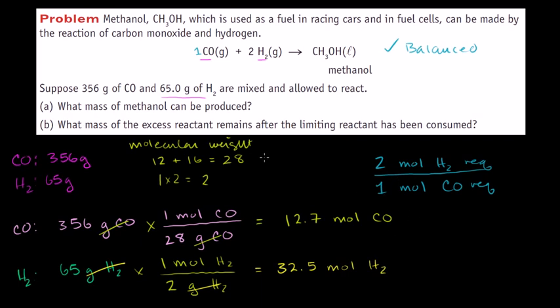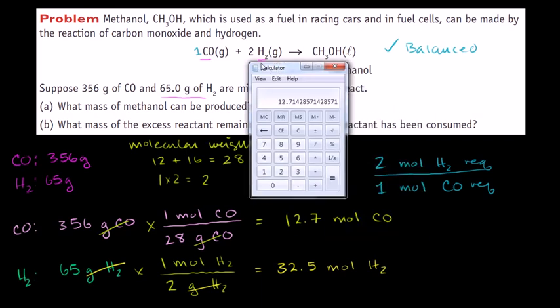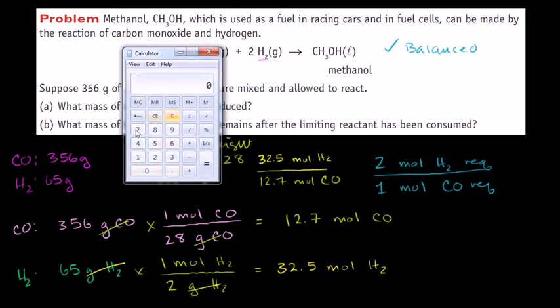So we have 32.5 moles of hydrogen. This is what we're given. And we're given 12.7 moles of carbon monoxide. So if we were to just divide this, I guess you could imagine dividing the numerator and the denominator by 12.7, or just dividing 32.5 by 12.7. What do we get?